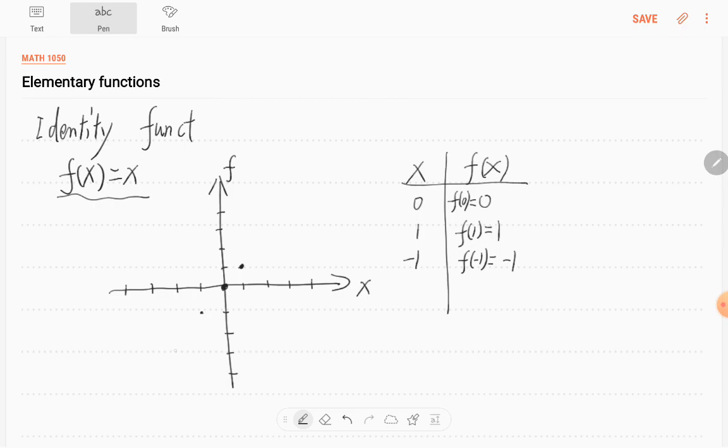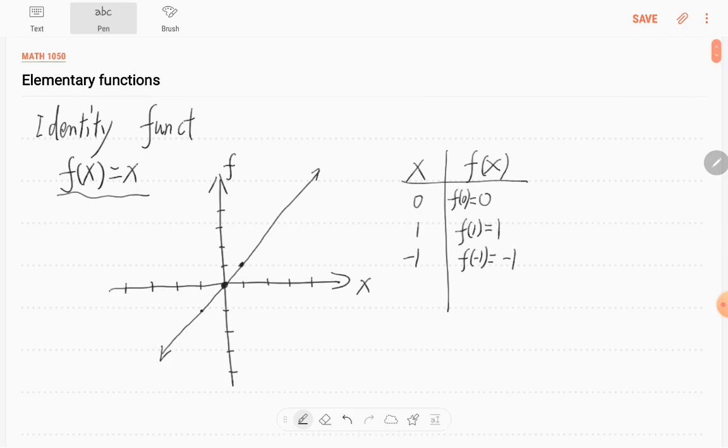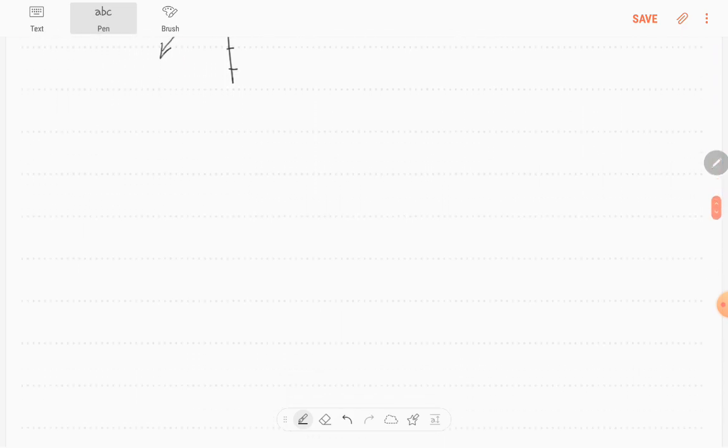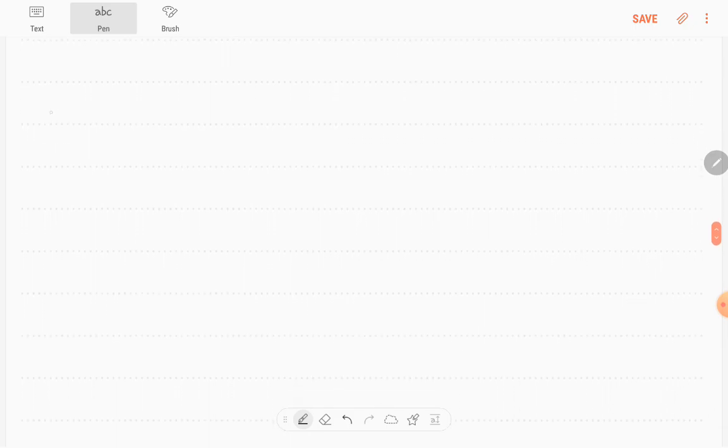So let's connect these points. Of course, you can give more points, but here I just want to connect these points. So you will see this straight line, which is the graph for the identity function. The next function is called the square function, or sometimes we call it quadratic function. Yeah, not quadratic. It's one of the quadratic functions.